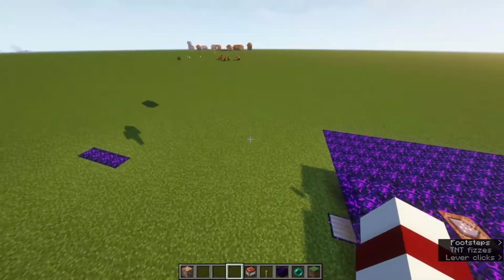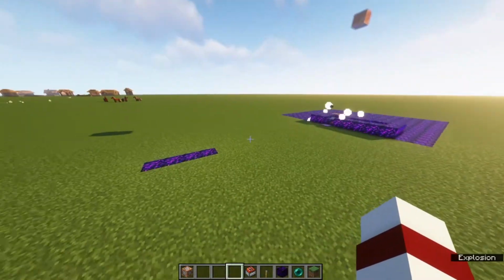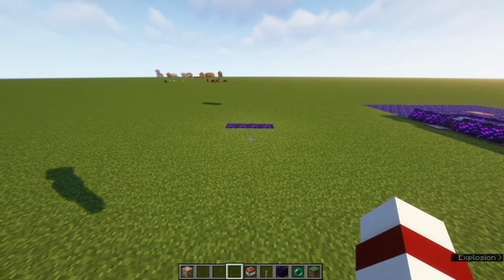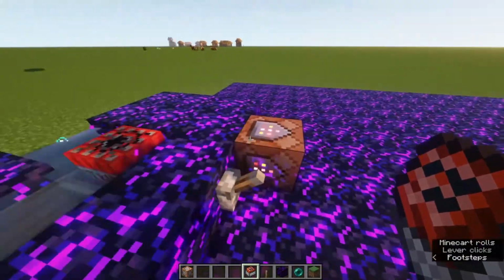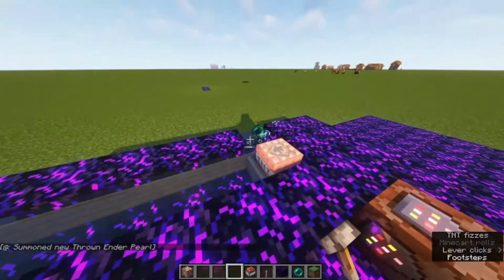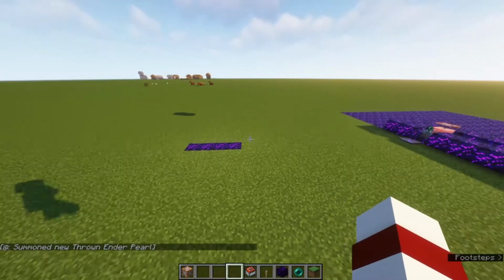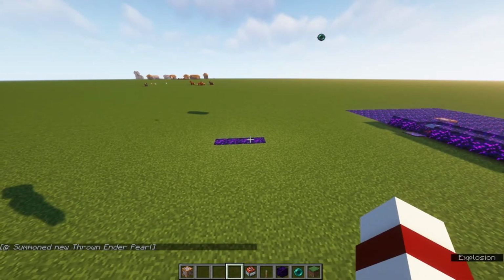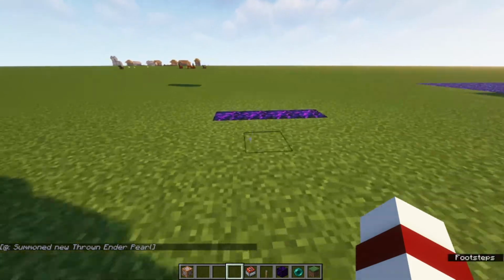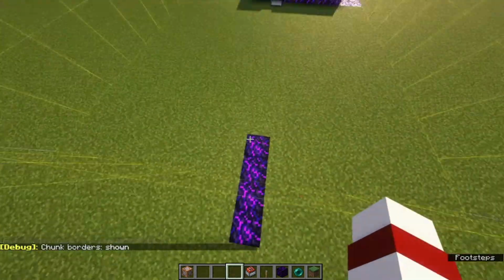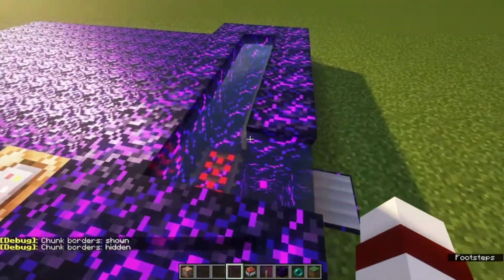Now let's see how long it takes. It should land somewhere in this distance. Perfect. If I do that again, it should land in the exact same spot. Yes, it will always land exactly on this chunk border, which is a really cool coincidence. It travels exactly one chunk.